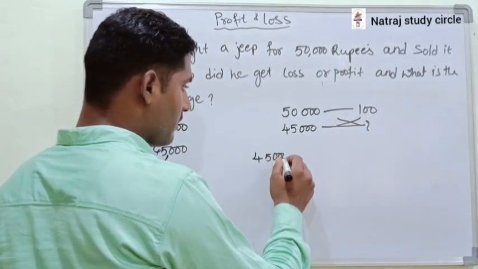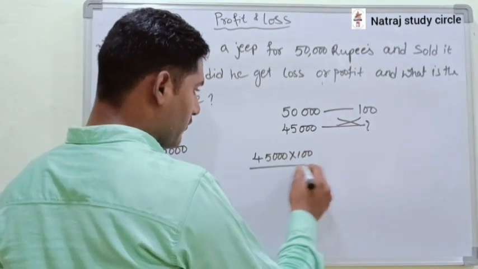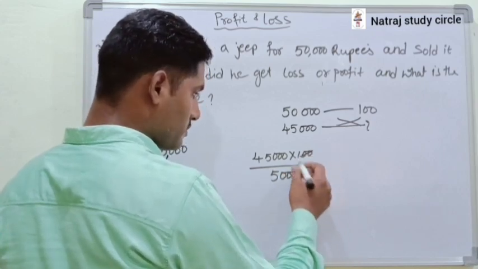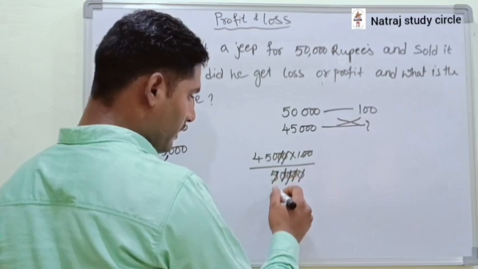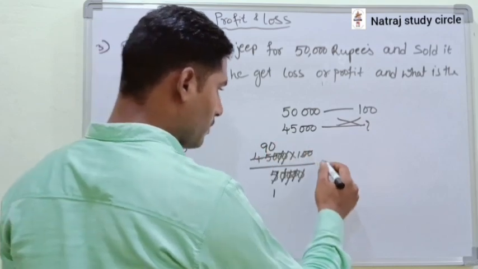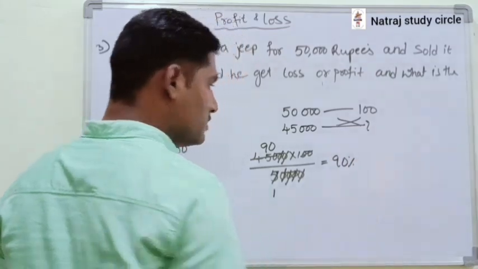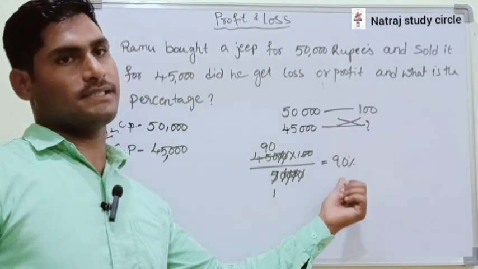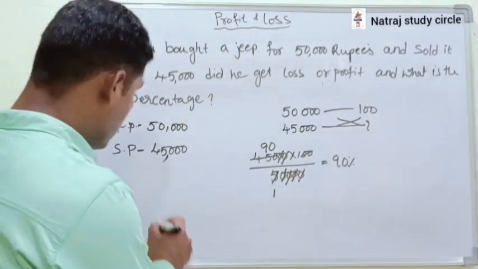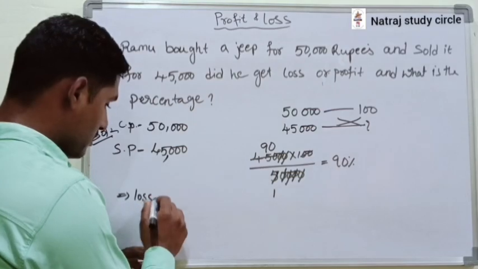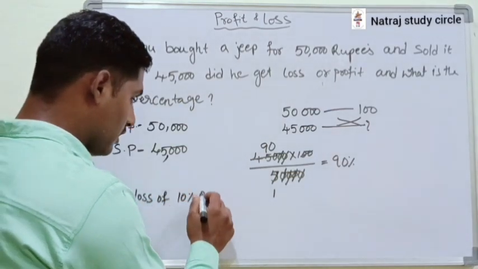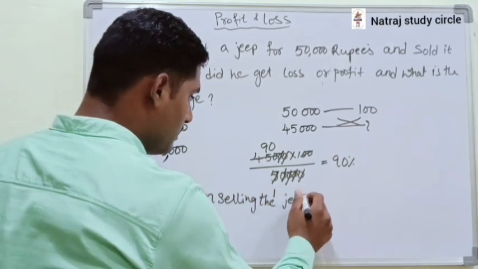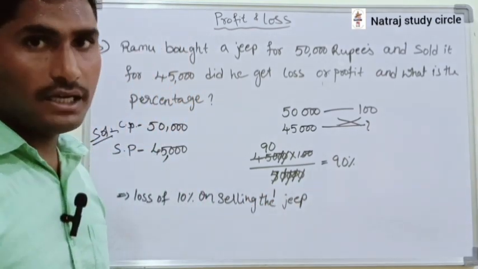45,000 into 100 divided by 50,000. 2 zeros, 2 zeros, 2 zeros, 2 zeros, 5 ones are 5, 5 nines are 45, 0. So here 90%. He bought it for 50,000 and sold it for 90%, which means he got a loss of 10% on selling the jeep. Okay, clear?